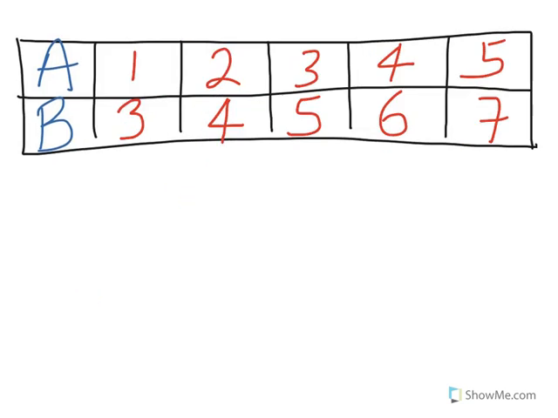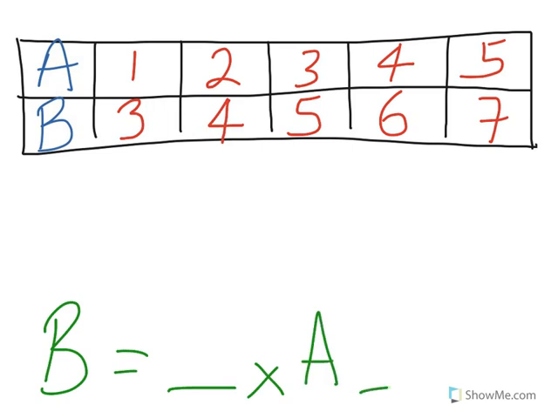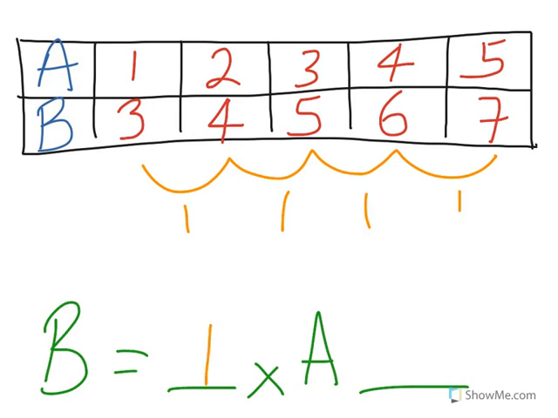Here we have another table of values. Once again, let's write our standard form. B equals something times a, and a gap at the end, in case we need to add or subtract a number to make our formula work. We start by looking at the gaps. The gap is 1 each time, so I put a 1 there. So b equals 1 times a.